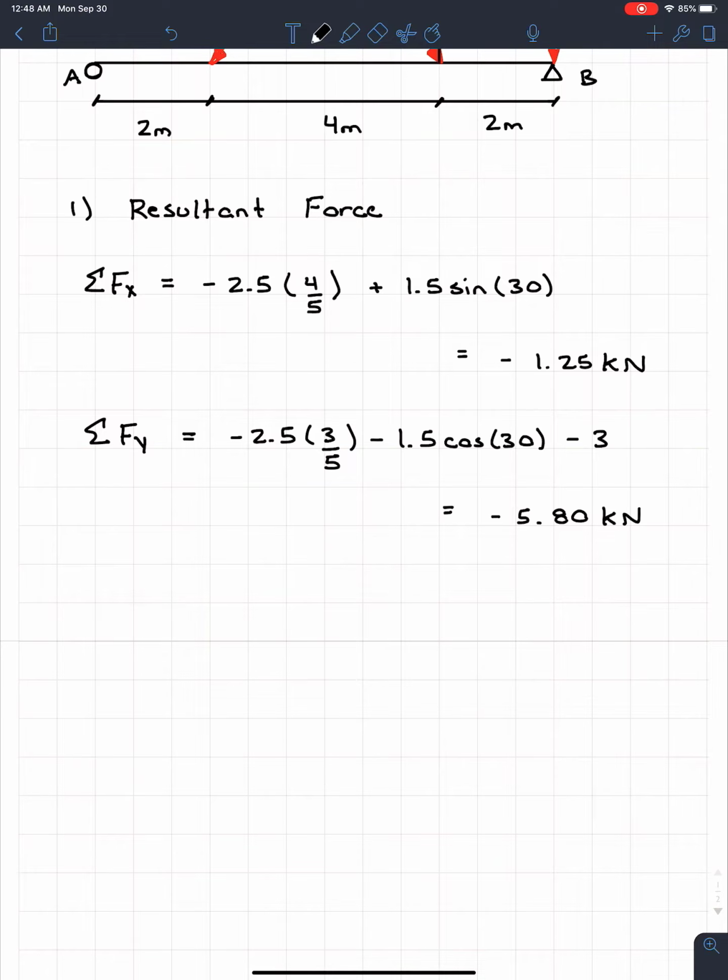So we have the components of our force, but that's not exactly what we want because those are still two forces. We have a force in the x and a force in the y, but we want a single resultant force. We don't want two components. We want that single resultant force.